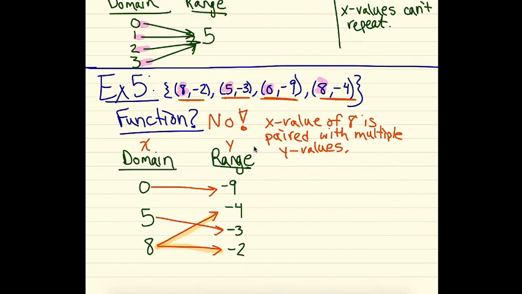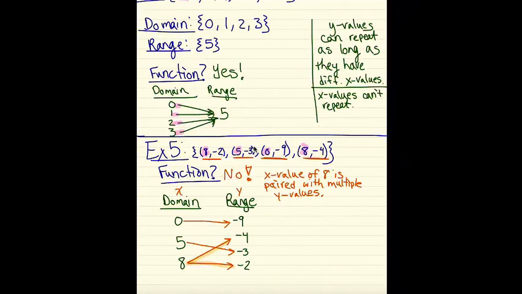And if we compare that to what we did in example 4, none of my domain values in example 4 were going to multiple numbers. Okay, 0 only went to one value, 1 only went to one value, 2 only went to one value. But in example 5, I have a value of 8 that has 2 arrows coming off of it, which is why example 5 is not a function.